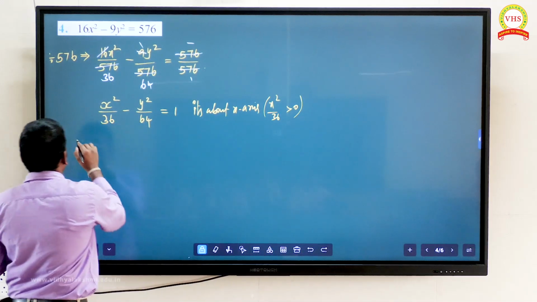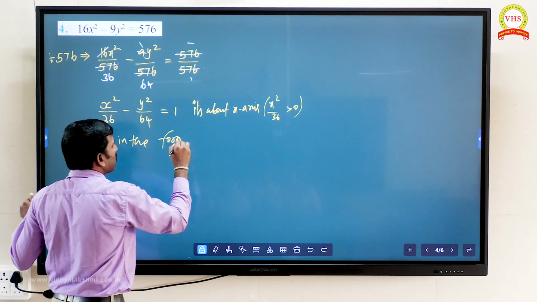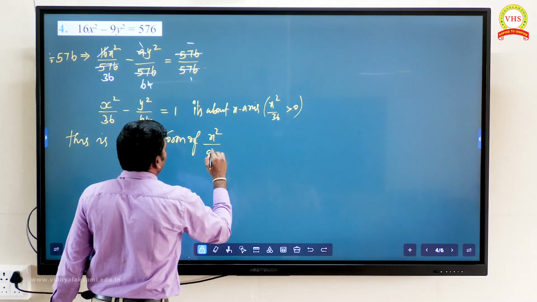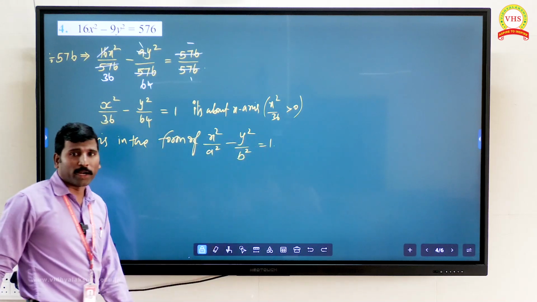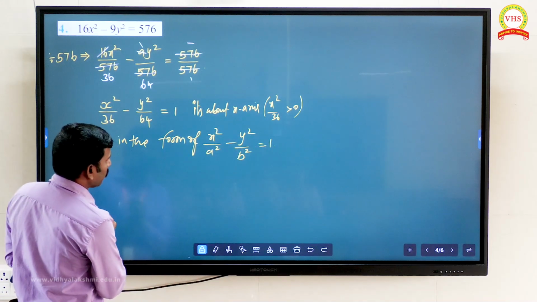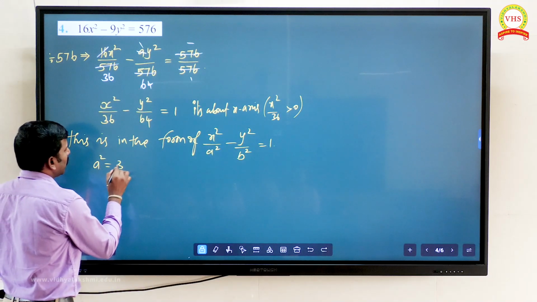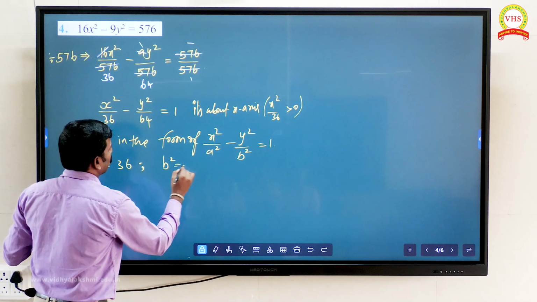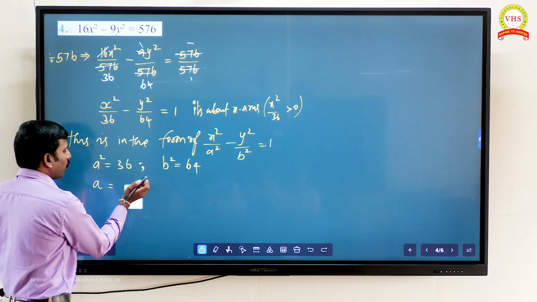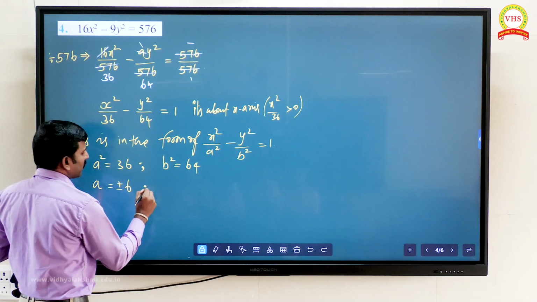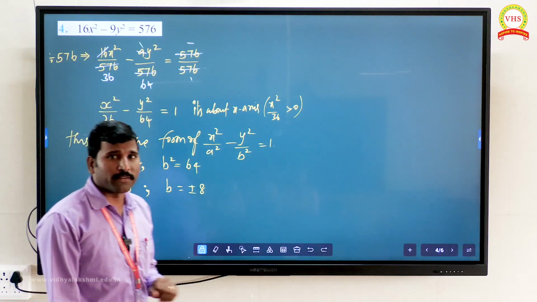One more thing, this is in the form of x square divided by a square minus y square divided by b square, which equals 1. This I'm using. Just compare it with the formula and you will get a square equal to 36 and b square equal to 64. And a equals the square root of 36, which is plus or minus 6, and here you will get b as plus or minus 8. These two things we are getting for a and b.